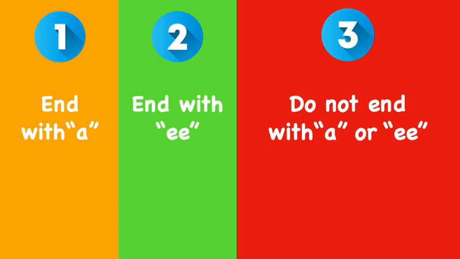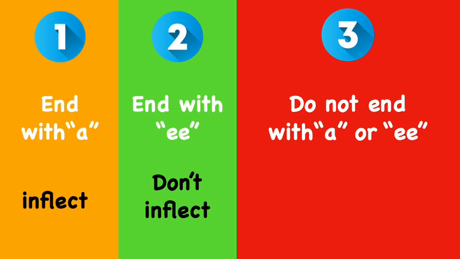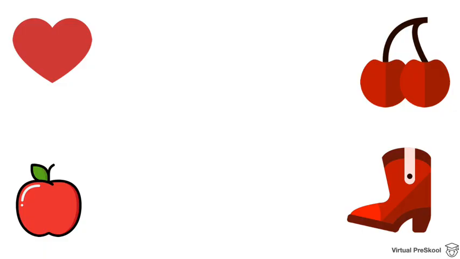The ones that end with an a sound inflect. That means their endings change. The ones that end with the e sound do not inflect. Their endings never change. And the same thing applies to the ones that don't end with a or e. Their endings never change either. So again, the only color words that inflect are the ones that end with an a. Now let's review the vocabulary for the Hindi colors so we can determine which ones inflect and which ones don't.